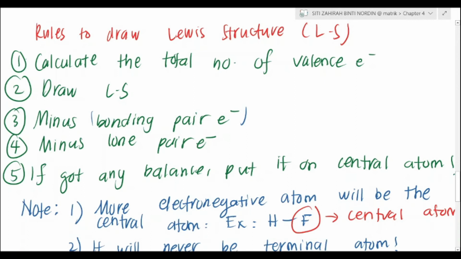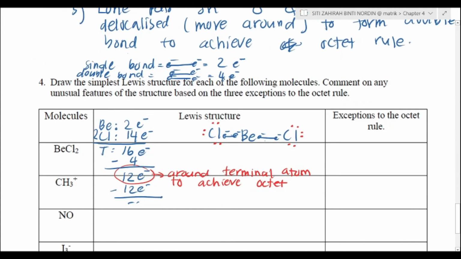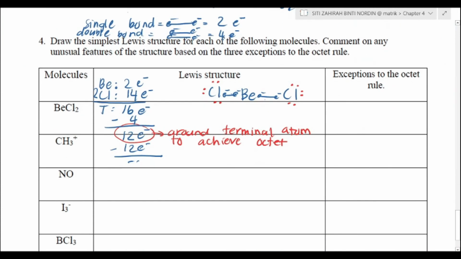Okay. You don't have to follow this step one by one. Just refer to the question. So this is your BeCl2 structure.